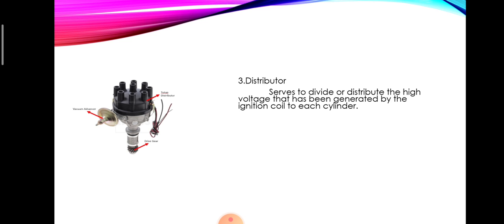Component 3. Distributor. Serves to distribute the high voltage that has been generated by the ignition coil to each cylinder.